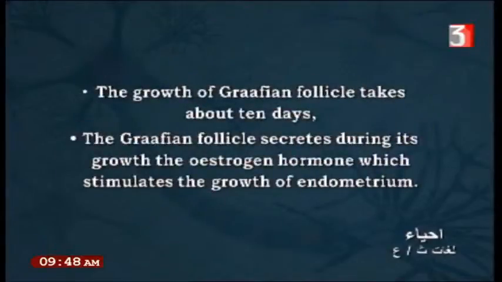The growth of the Graafian follicle takes 10 days. This is the first 10 days of the 28 of the menstrual cycle. After that, the Graafian follicle secretes, during its growth, the estrogen hormone, which stimulates the growth of the endometrium. During the first 10 days, the estrogen hormone increases in secretion, and this leads to thickness of the endometrium.